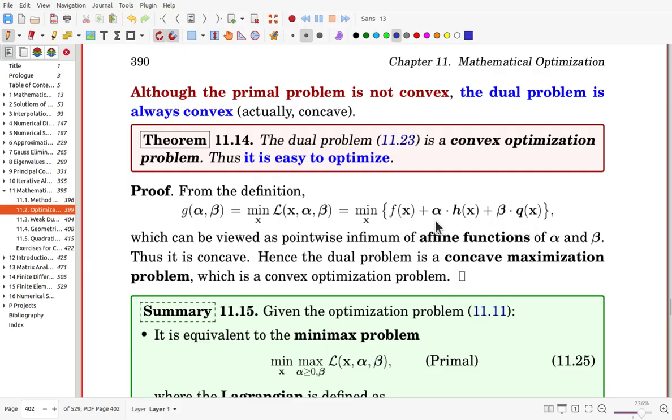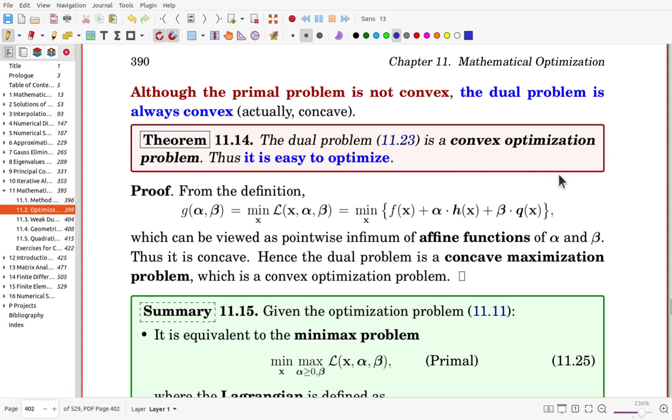Now, for given alpha and beta, we try to make that the quantity, and through this minimization we try to find the minimum. But once we look at these terms as a function of alpha and beta, this is a linear function, or rather an affine function, of alpha and beta. So in the alpha-beta domain, it's a line in a sense. For each x, it is making a line.